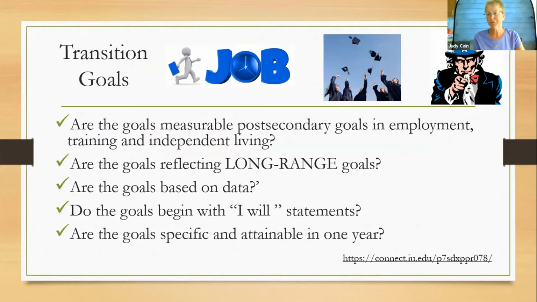So there's also goals for transition in a secondary IEP. Once a child reaches age 14, we start seeing the transition goals. So these have to be measurable post-secondary and are geared towards employment and independent living, and depending, maybe education if they're going on to further training. They need to be long range. They need to be based on data, their transition surveys, their interviews, their interests.